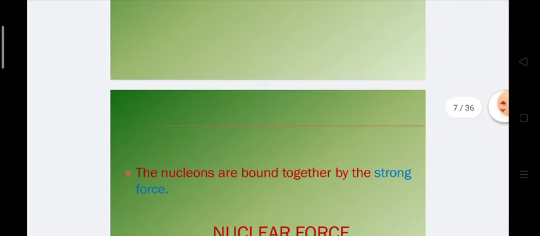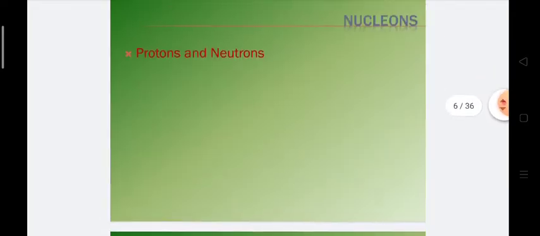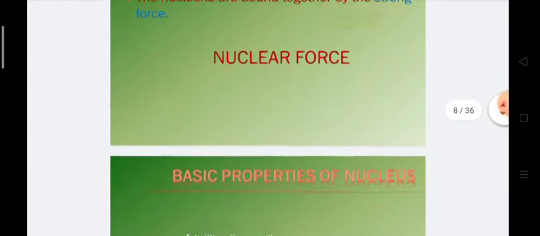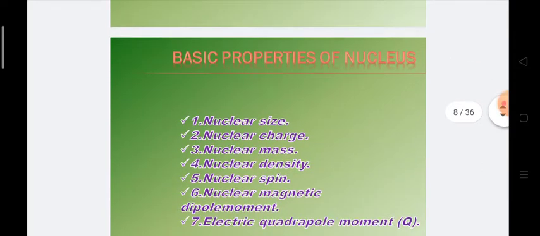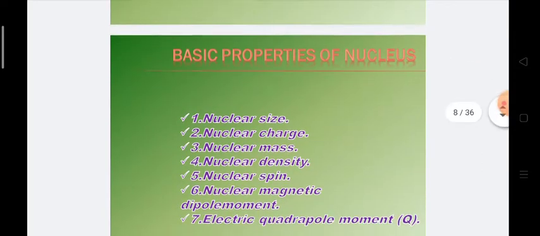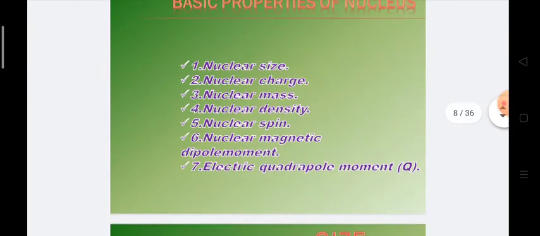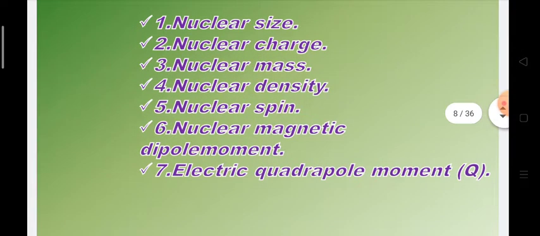And if we go further towards neutrons and protons, these are the basic properties of nucleus. The basic properties of nucleus include nuclear size, charge, nuclear mass, nuclear density, nuclear spin, nuclear magnetic dipole moment, nuclear quadrupole moment. These are the basic properties we need to have an idea of if we want to study the nucleus of a given atom.